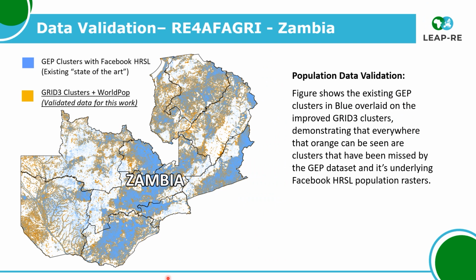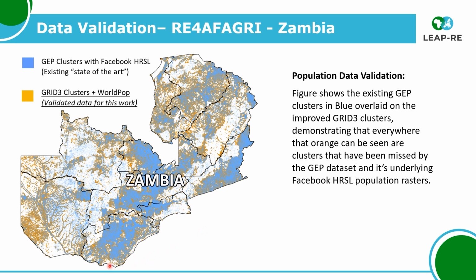Here we have a data validation attempt done by us in the RE4AFAGRi project for Zambia. Here we improved and validated the population data inputs that will be used for both OnSSET and MLED. Shown in the map here, shown in blue are all of the clusters from the global electrification platform based on Facebook high-resolution settlement layer data, often considered the previous state of the art, as well as Grid 3 clusters with WorldPop information that have been used for data validation in this work.